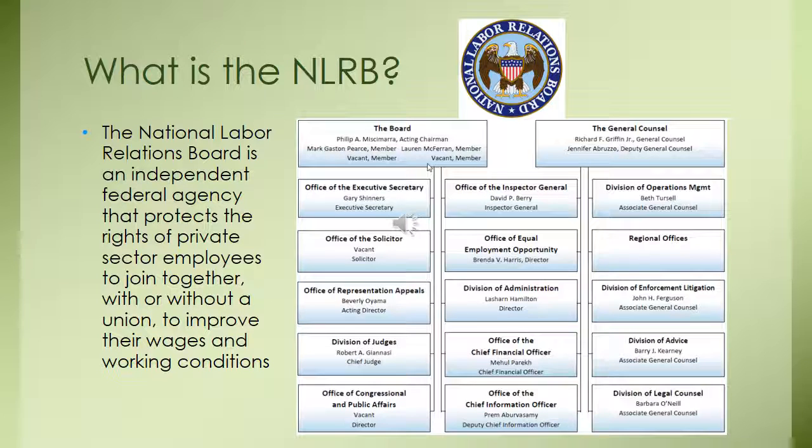The NLRB is the independent federal agency that protects the rights of private sector employees to join together, with or without a union, to improve their wages and working conditions as defined by the National Labor Relations Act of 1935. The NLRB comprises a 5-member quasi-judicial body appointed by the U.S. President that decides unresolved cases, a general counsel who investigates and prosecutes unfair labor laws, and a division of judges who docket, hear, settle, and decide unfair labor law cases throughout the country. The NLRB is headquartered in D.C. with 26 regional offices throughout the country.